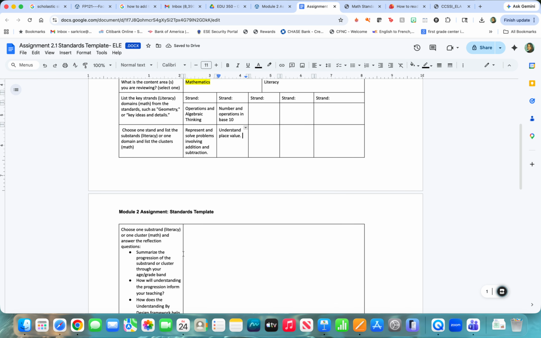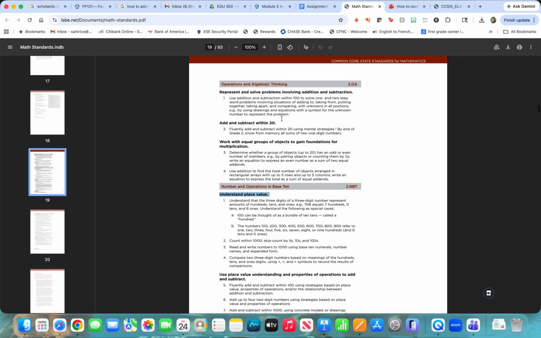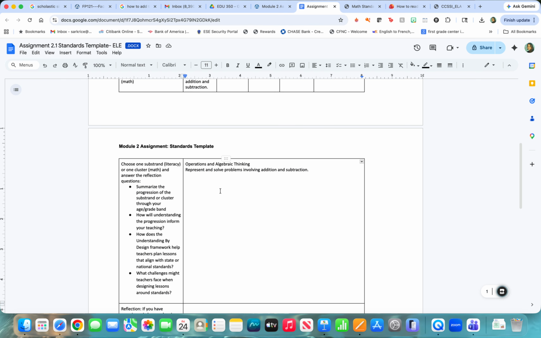Then you're going to choose one, right? Either a substrand from literacy or a cluster from math. So I'm going to choose this, right? Operations and algebraic thinking, and represent and solve addition and subtraction. So I'm just going to choose this here. And I need to summarize the progression or the cluster through the age grade band, right? So I'm going to look at the standard through second grade, and I'm going to summarize, okay, these are all the things that are involved with operations and algebraic thinking, right? What does all of this mean in second grade? Then I'm going to put that in there.